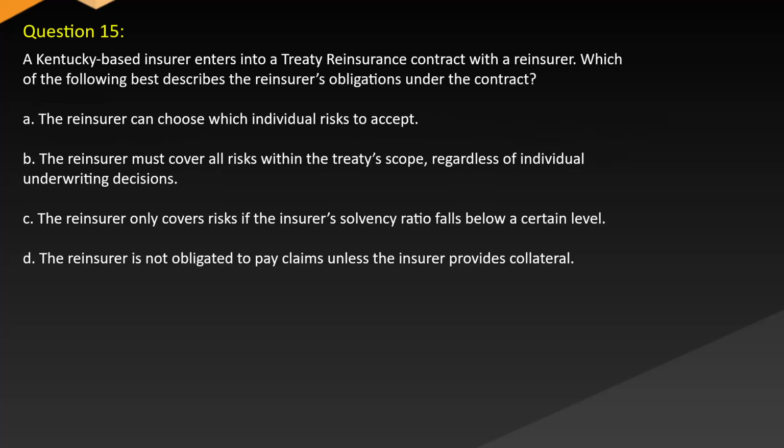Question 15. A Kentucky-based insurer enters into a treaty reinsurance contract with a reinsurer. Which of the following best describes the reinsurer's obligations under the contract? A. The reinsurer can choose which individual risks to accept. B. The reinsurer must cover all risks within the treaty scope regardless of individual underwriting decisions. C. The reinsurer only covers risks if the insurer's solvency ratio falls below a certain level. D. The reinsurer is not obligated to pay claims unless the insurer provides collateral.